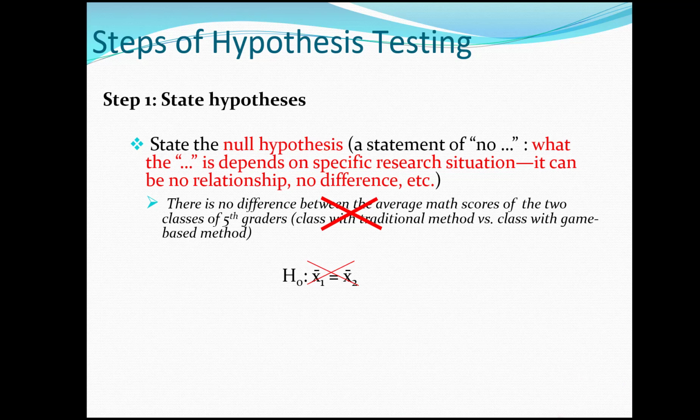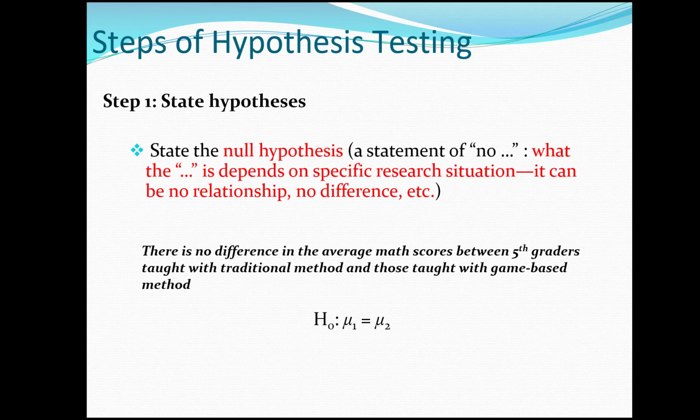And then let me show you here. So the correct null hypothesis will be there is no difference in the average math scores between 5th graders taught with traditional methods and those taught with game-based method. Now, this is the correct version for your null hypothesis. Why? It's clear because now you make your null hypothesis about population.